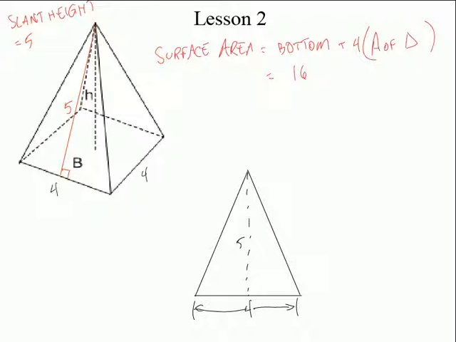And we just have to find the area of this. That's pretty easy. So how do you find the area of this triangle? It's 1/2 the what? The base times the height. Okay, so half of 4 is 2 times 5 is 10. So the area of that is 10.